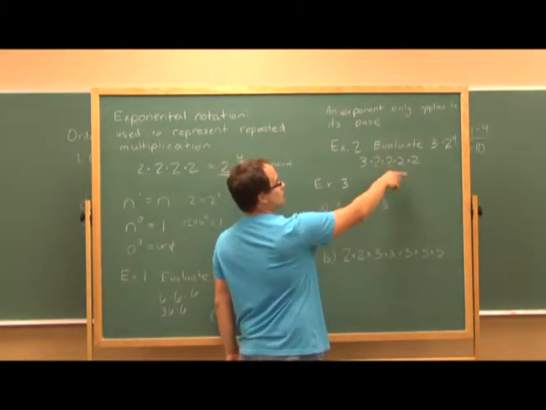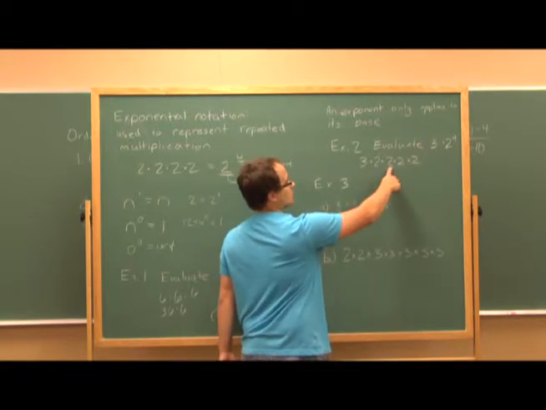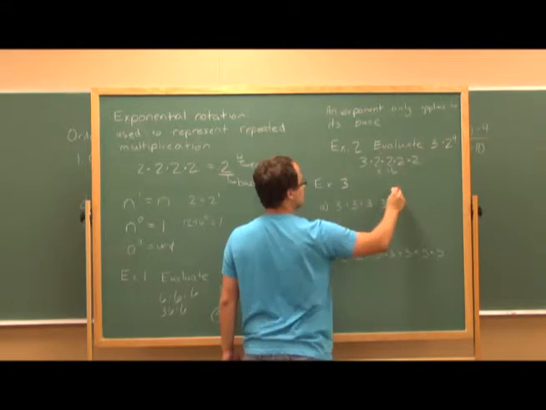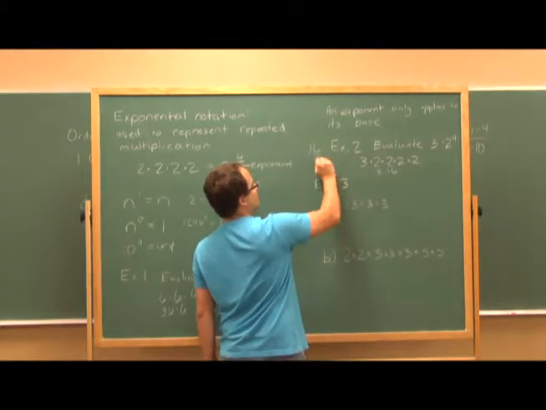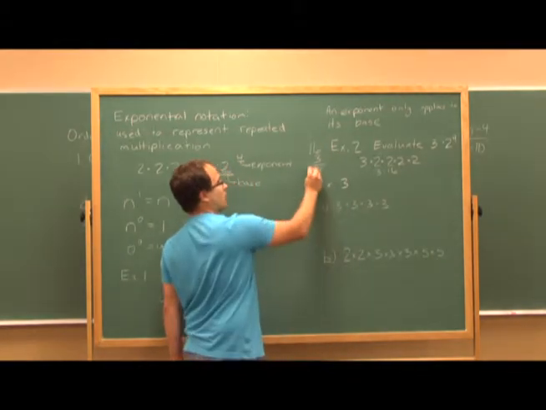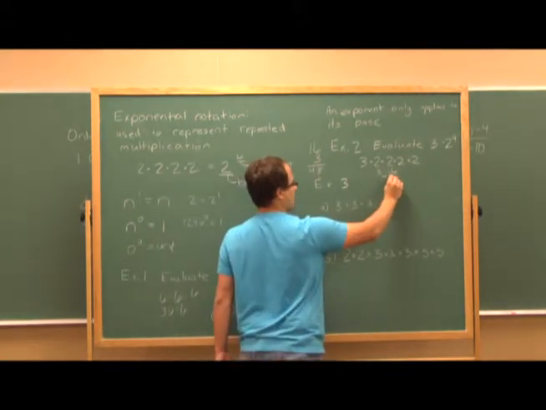Well, I'm going to do the 2's first. 2 times 2 is 4, times 2 is 8, times 2 is 16. So I have 3 times 16. Do that off to the side. 18. 3 plus 1 is 4, so 48.